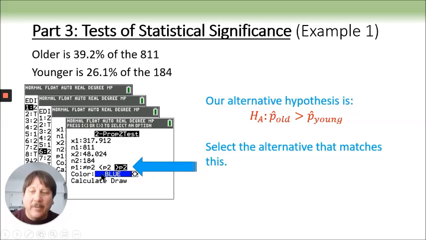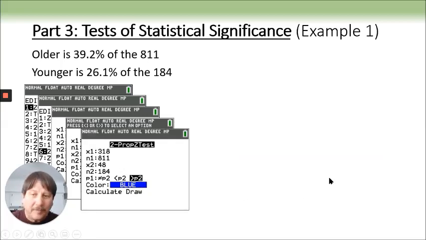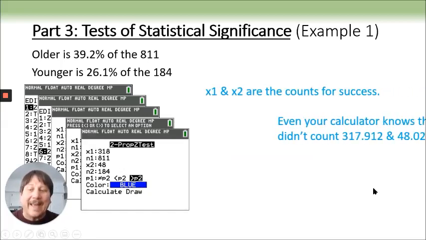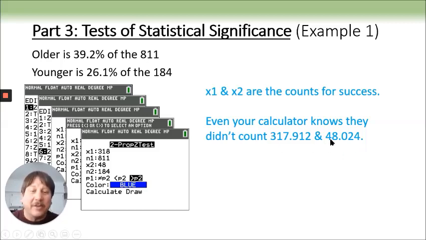Oh, and we do need to set or choose our alternative hypothesis. We said old, which was what I put in the one place, was greater than young. So this is the number 1 is greater than the number 2. That's our hypothesis. If you forget to change to integers, you forget this step, your calculator will let you know. It will give you an error.